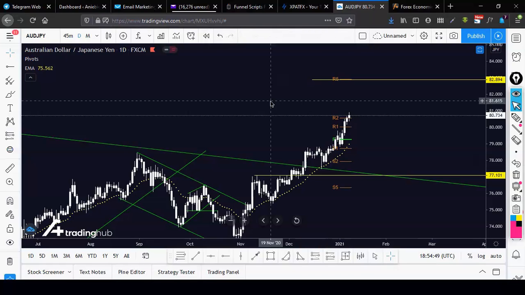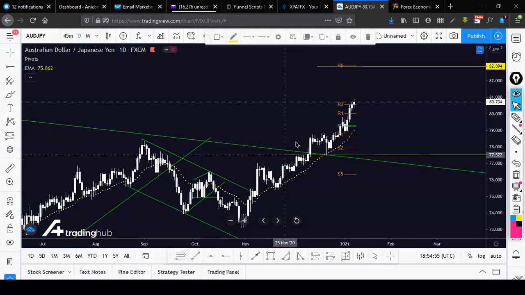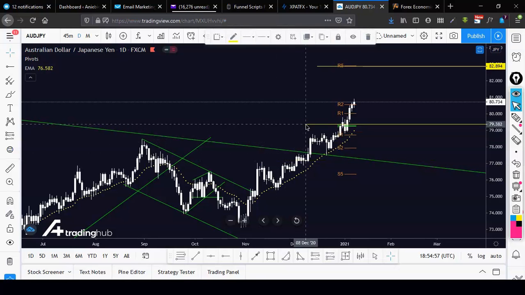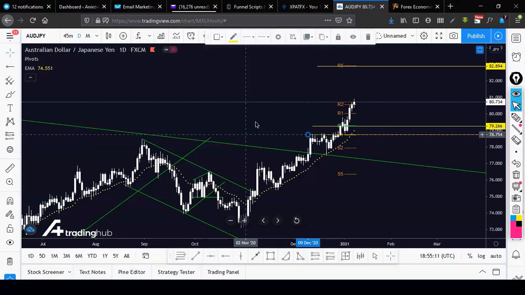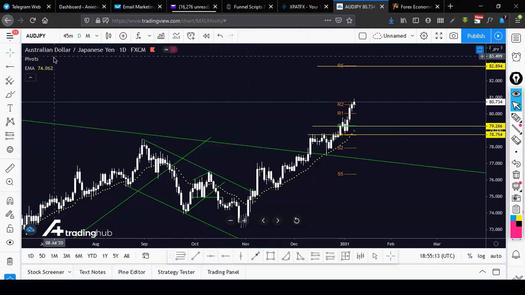So entry zone will be we need to see a deeper pullback to PP. This is PP, and this other level here, and S1. So S1 and PP is our entry zone.